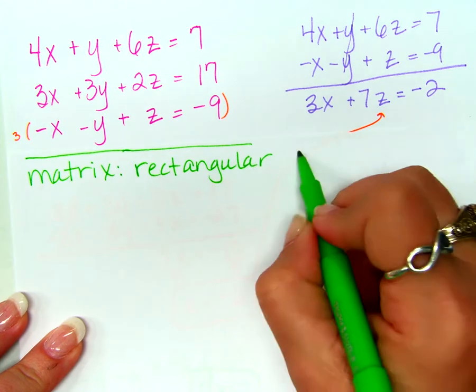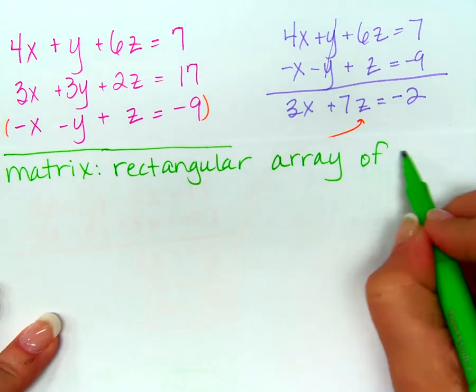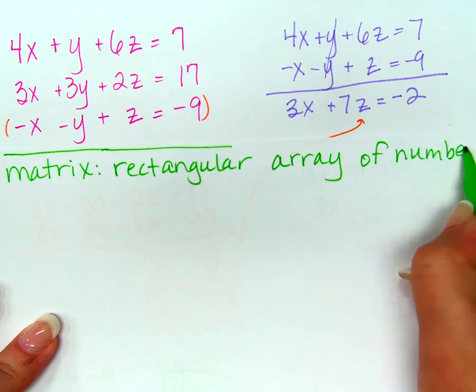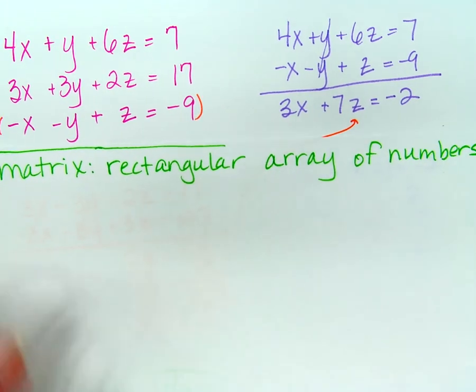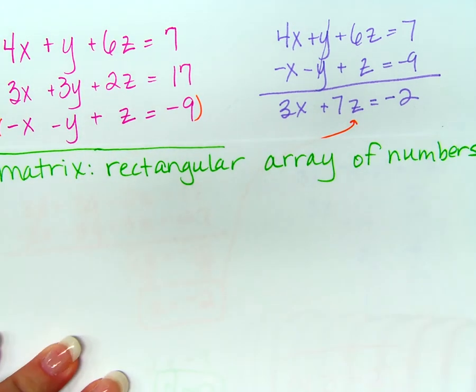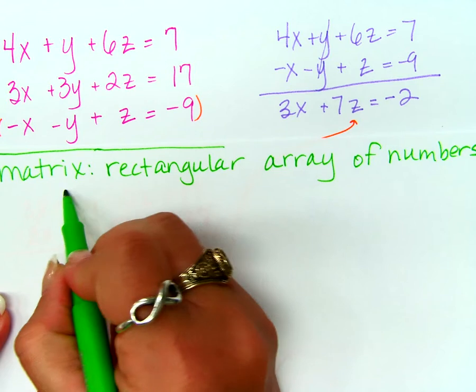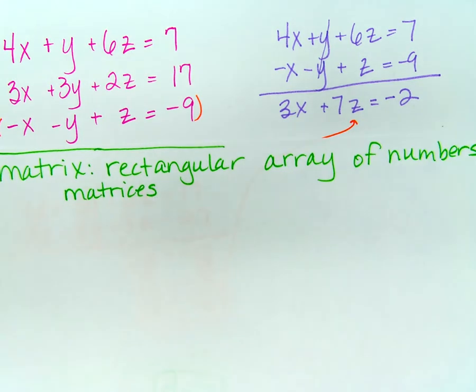A matrix is a rectangular array of numbers. What? A rectangular array of numbers. If you have 1, it's a matrix. If you have multiple, it is matrices. We don't say matrices. I mean, I guess you could, but it's not right.